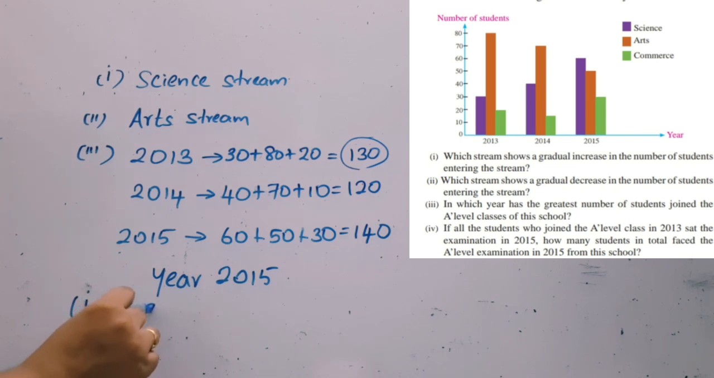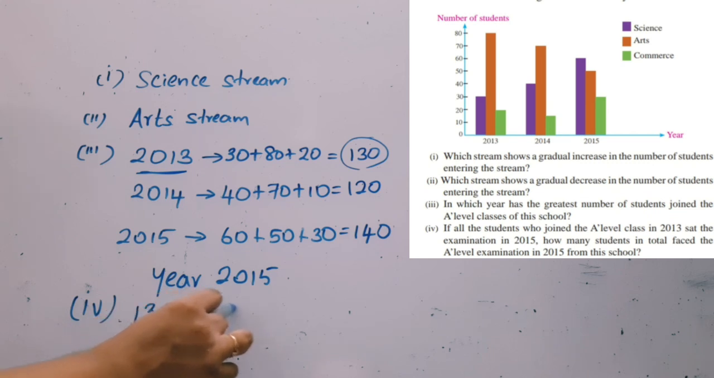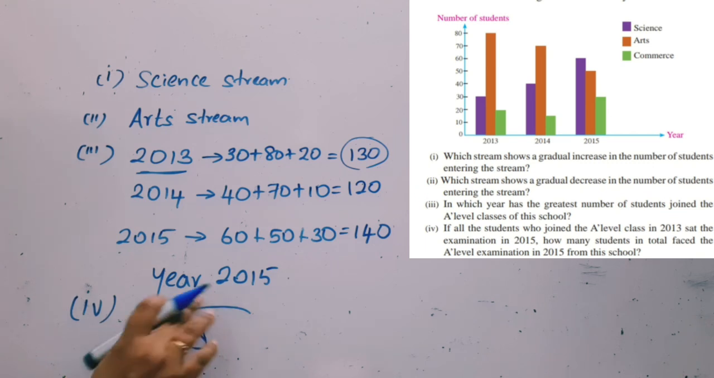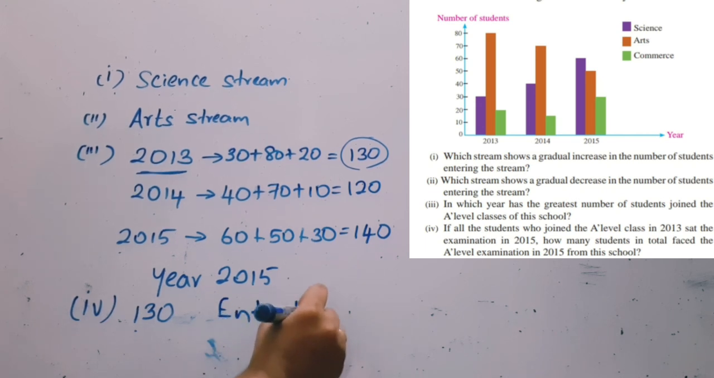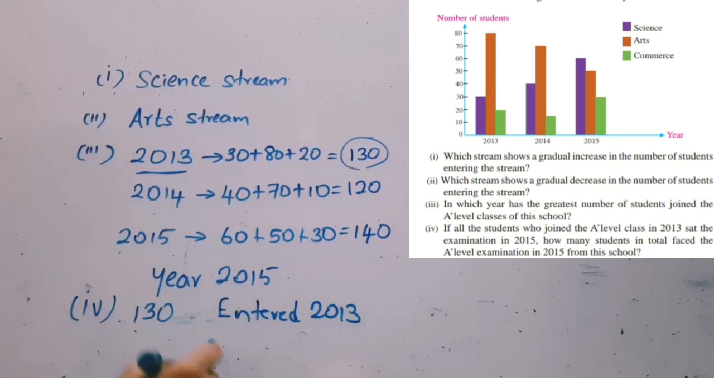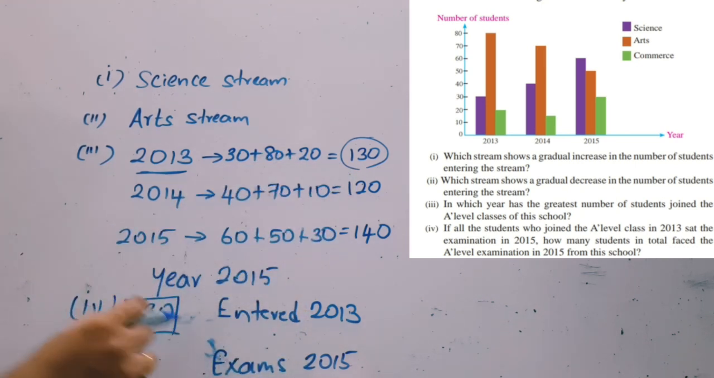Am I right? So 130 students who entered in 2013 will do the exams after 2 years, which is 2015. They entered in 2013, and after 2 years only they will sit for the exams. The exams will be held in 2015. So the people who sat for the exam in 2015 are those who entered in the year 2013, which are 130. So I hope you all did understand this, children.